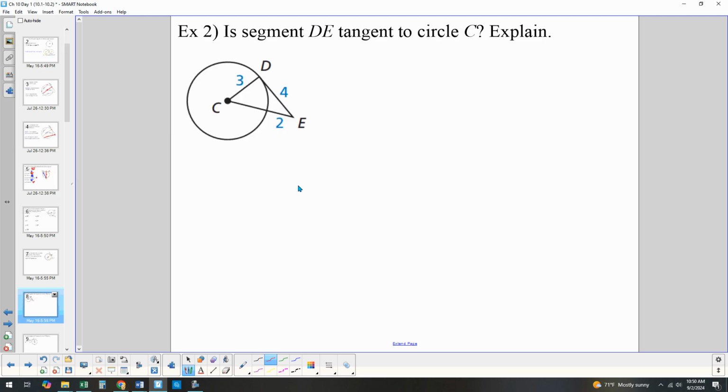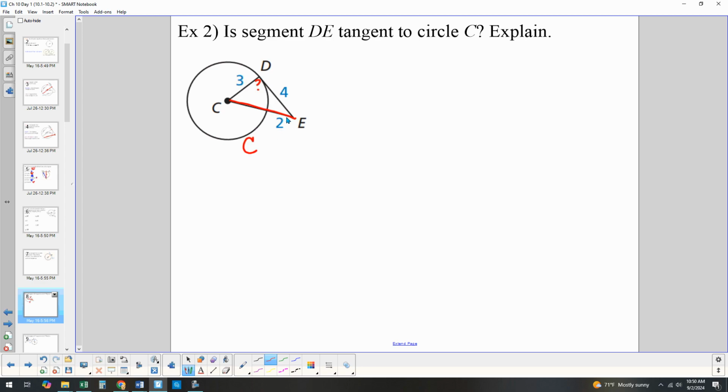So in example 2, we want to determine is segment DE tangent to circle C. So we want to check if there's a right angle at the point of tangency. To do that, we're just going to see if there was a right triangle that we made, right? Because if there's a right triangle, that means there was a right angle. Opposite where the right angle would be is the hypotenuse. So this would be the hypotenuse. This would be my C value. But it doesn't make sense that 2 would represent this whole line.